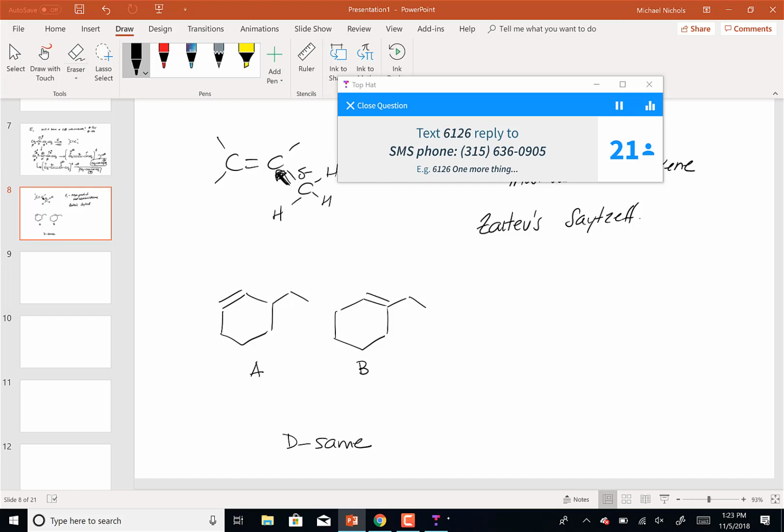And if you're unsure of how many alkyl groups are attached to the double bond, draw the bonds and put the hydrogens in. Because every double bond can have up to 4 things, and if 2 of them were hydrogens, 2 of them would be alkyl groups. The question is, which one of these 2 is more stable? A or B, or if they have the same stability, D.